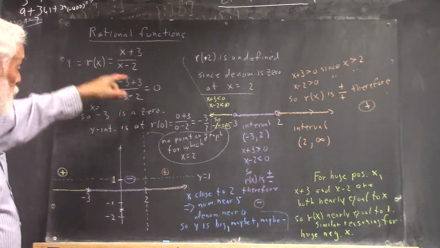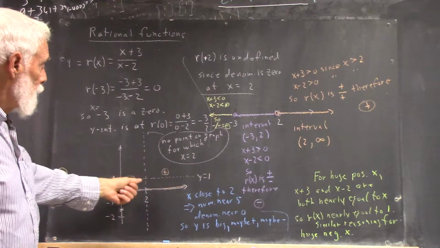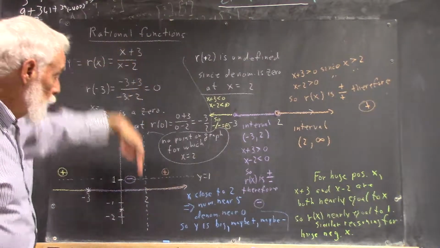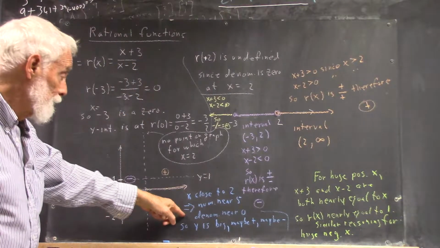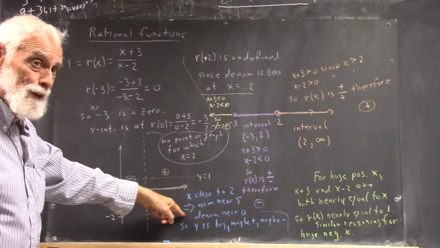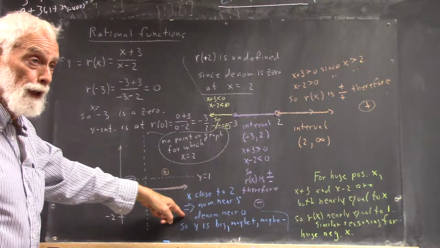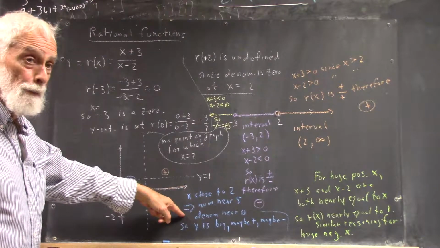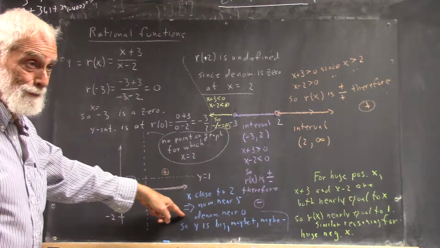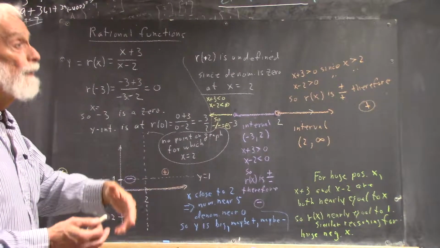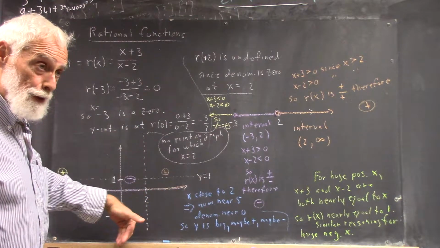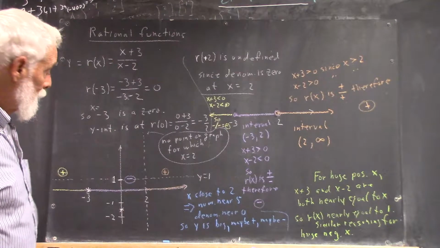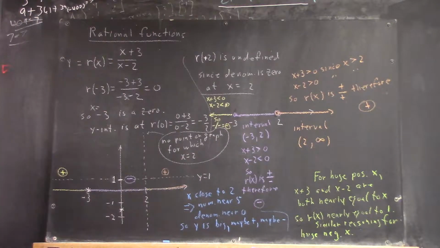So the other thing you know is near x equals 2, the thing either has to be way up or way down. Because if x is close to 2, you got a tiny denominator and a numerator close to 5. Okay, tiny number goes into 5 a lot of times. If the tiny number is negative, it goes in and gives you a large negative number. Okay, if it's positive, it gives you a large positive number.